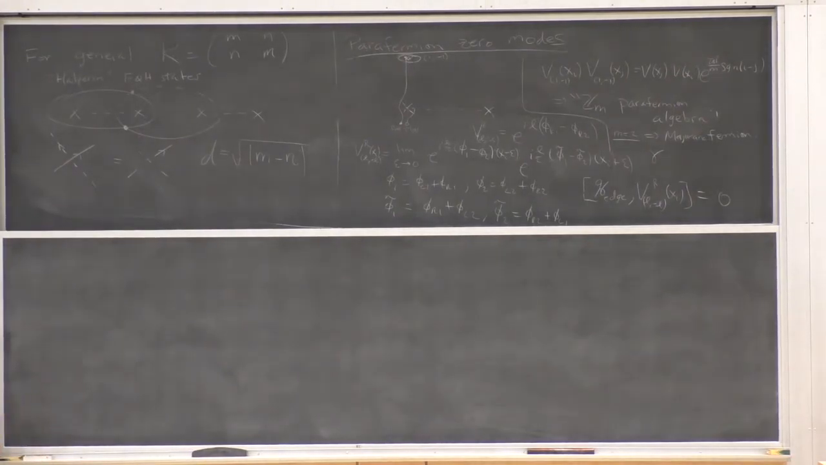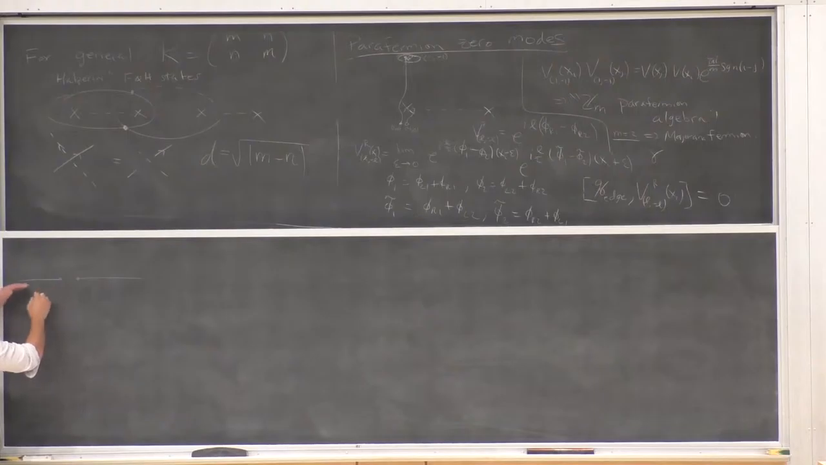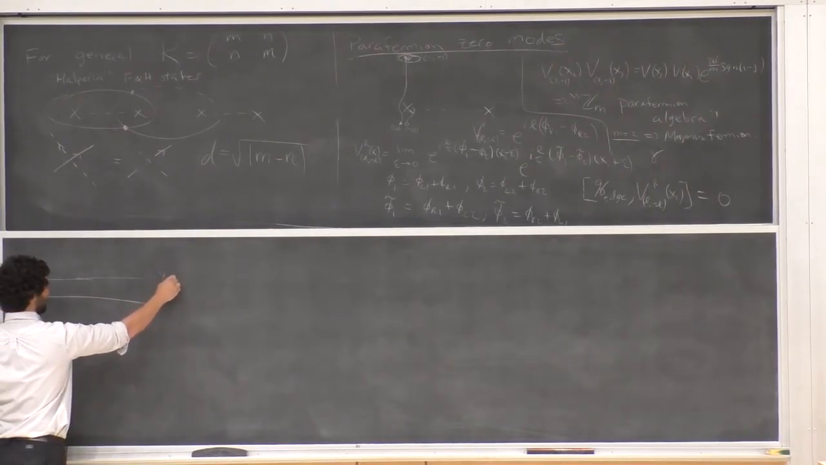So, okay, what I've told you so far looks very theoretical and not physical. You could imagine trying to realize this. I won't say too much about this, but I'll just briefly show it to you. So you can imagine you took a double layer system where you had a 1 over m Laughlin state in each layer.